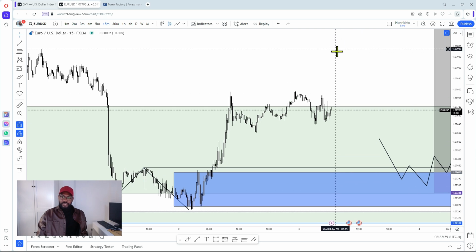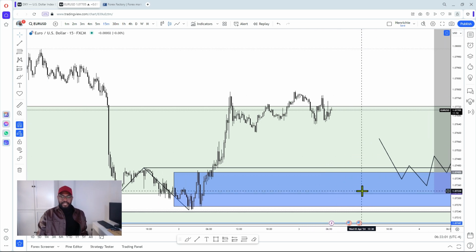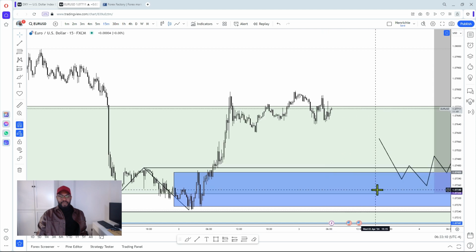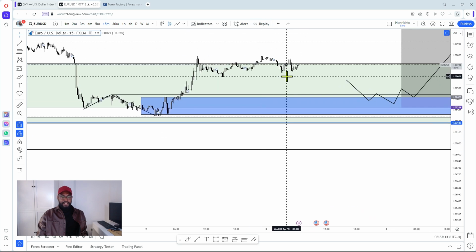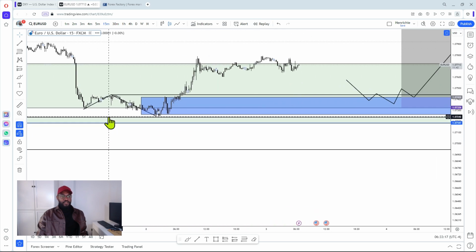If we're going to continue to the upside, I want to see price come in here, and then I want to see a rejection of this position, a shift in market structure on the 4 minutes time frame. If I do see that, then I'll look for buys from here to continue higher. And if I don't see that, then I'll be on the sidelines. What that means is that this lower key level will be the next draw on liquidity.